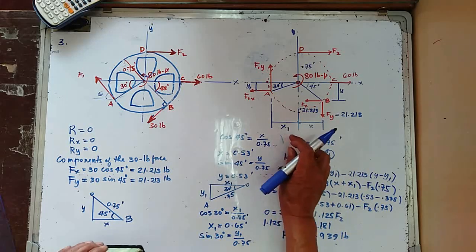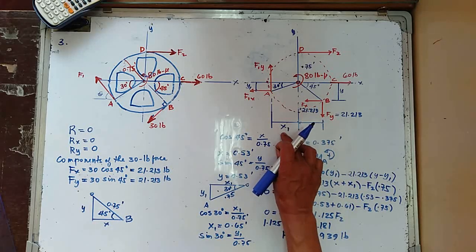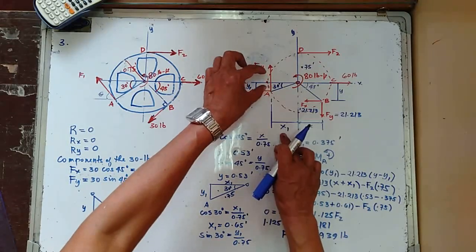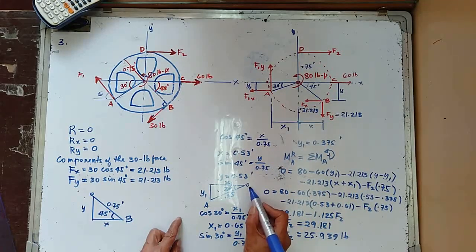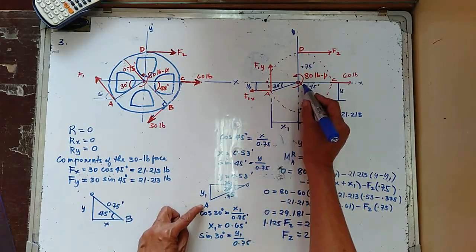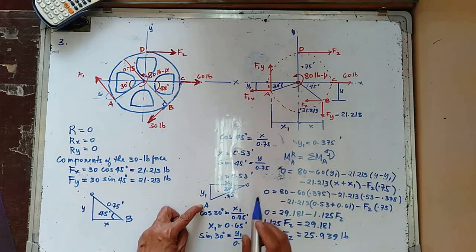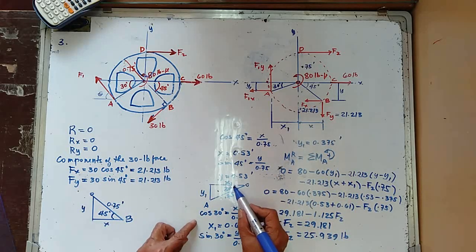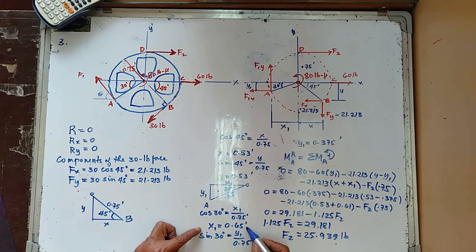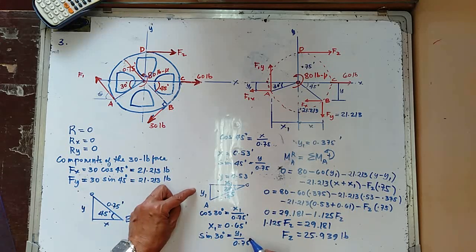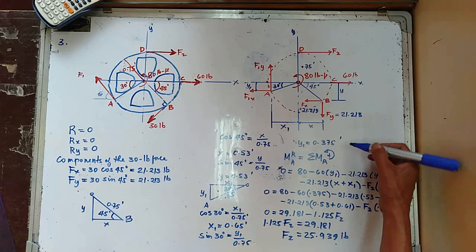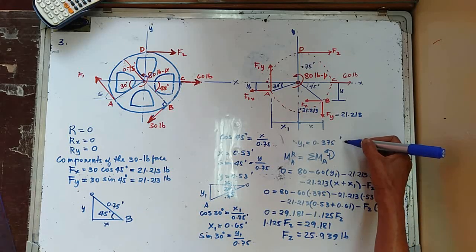Let us now determine x1 and y1. This is your O, and that is your point A. OA is the radius of the wheel, which is 0.75. Cosine of 30 degrees is x1 over 0.75, so x1 is 0.65. Sine of 30 degrees is y1 over 0.75, so y1 is 0.375.